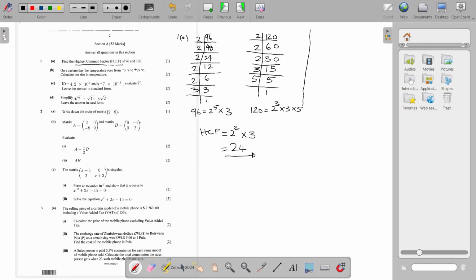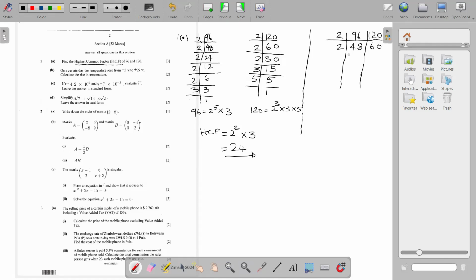Still, there is another alternative that we can apply. The other alternative is almost similar to this. It is more or less the same. So 96 here, 120 here, and you find the number that enters into both without leaving a remainder, which is 2. 2 enters how many times into 96? It's 48. 2 enters how many times into 120? It's 60. Then we have 2.